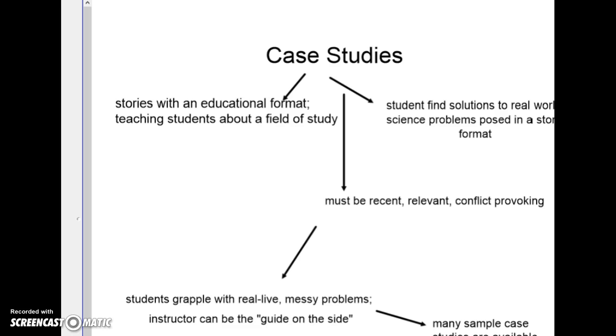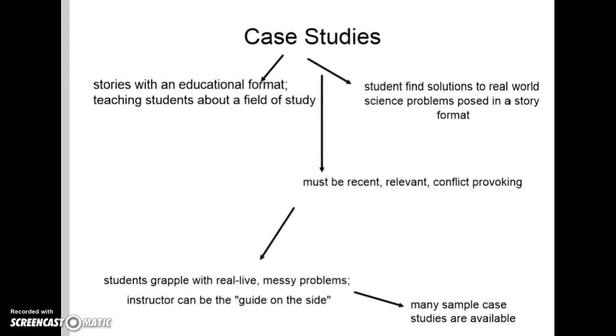Now the instructor could sabotage this and completely be the sage on the stage who just gets up and talks, and there is a place in case studies for lectures, as you'll see in a minute, but make it more student-centered, be the guide on the side, and you'll get really good results, I think.